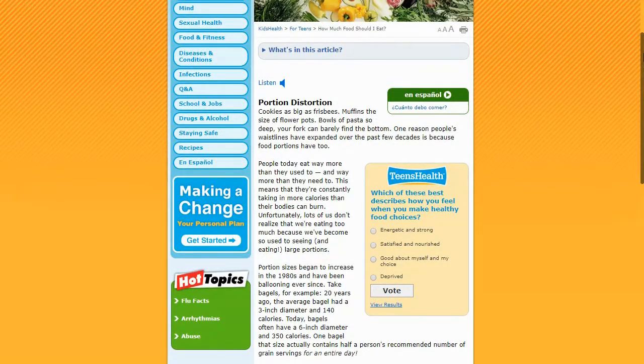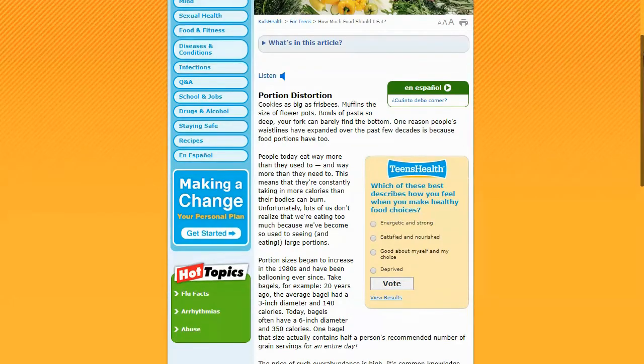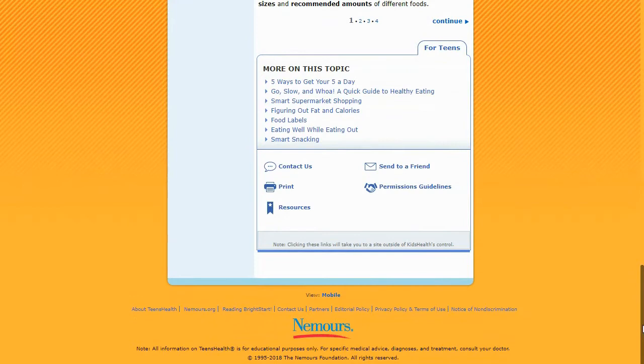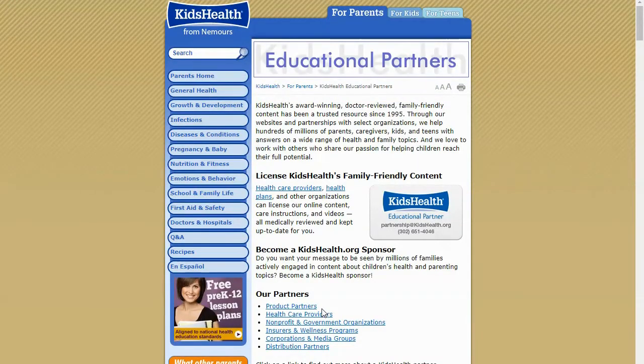Another thing that's pretty valuable is to check to see if there are organizations or groups that partner with the website that you're looking at. So for teenshealth.org, they actually have a link here that says partners. And a lot of times partners are organizations that help financially support a website, but not always. Like, for example, this is a list of educational partners.